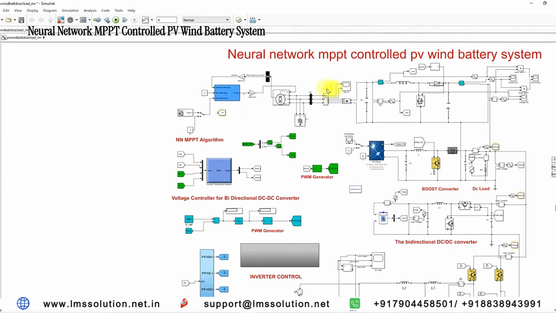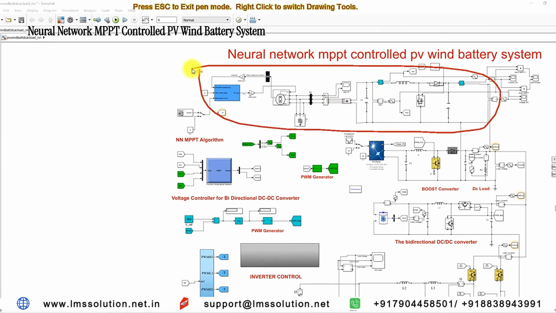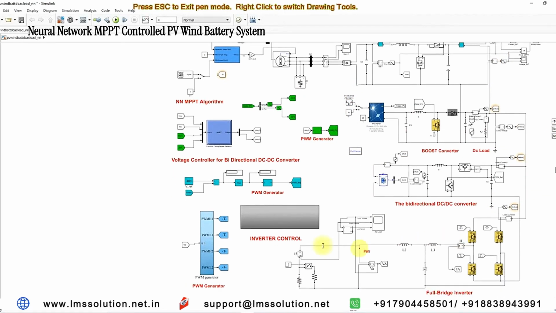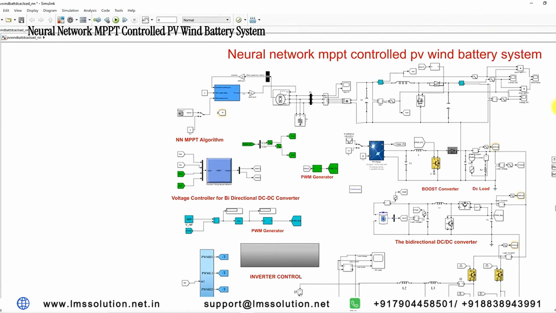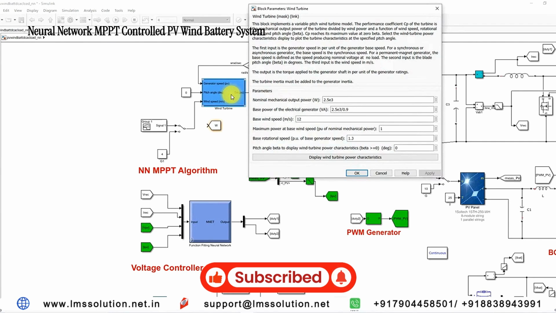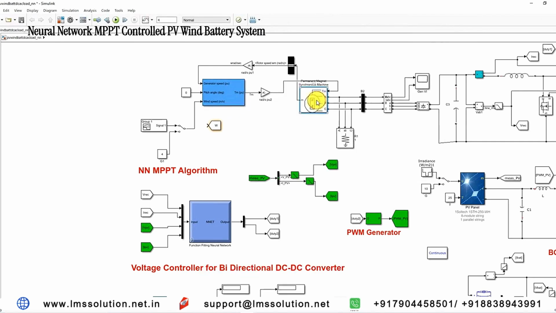So here you can see that it consists of different systems. This one is the wind energy conversion system, and then solar PV, and then we have battery storage, and then we have islanded inverter control. In the wind energy conversion system, we have a wind turbine rated around 2.9 kilowatt, and then we have a PMSG generator, a permanent magnet synchronous generator, whose output is connected to the rectifier.